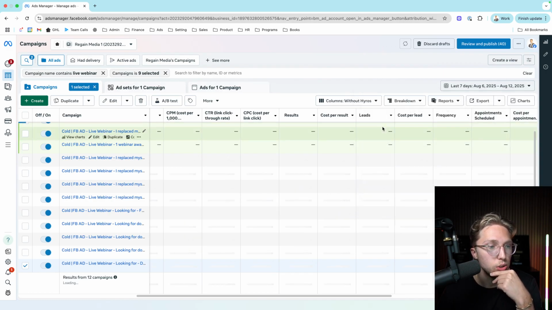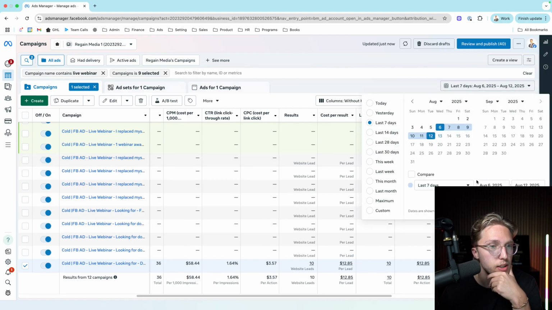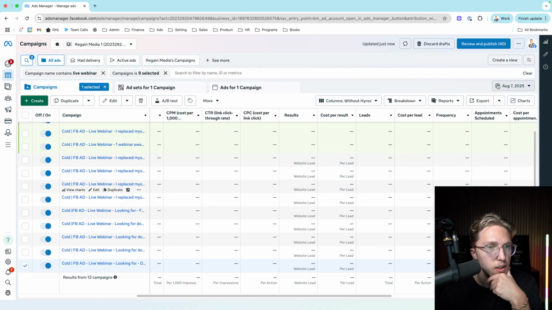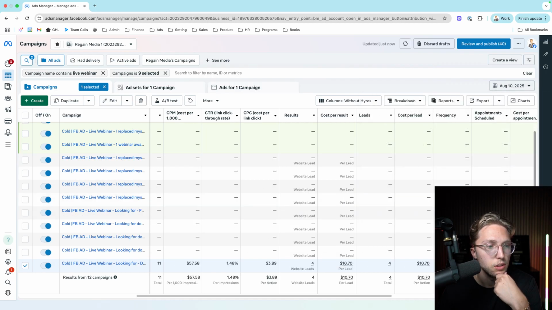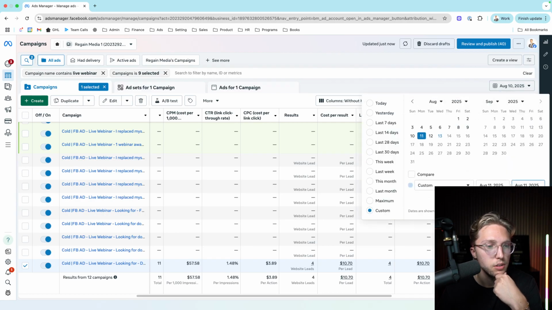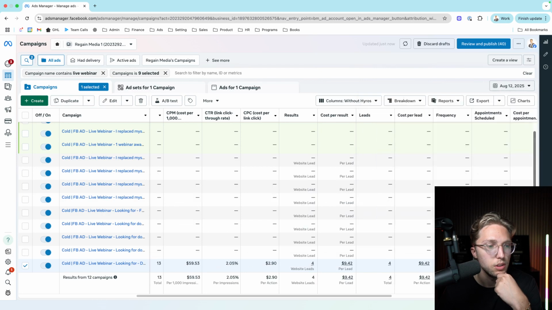So usually what I do is I look at the evolution of the ad. I'll look at it day by day and try to see if it's going upward or downward. So first day it was like $10, then 24, then 9.